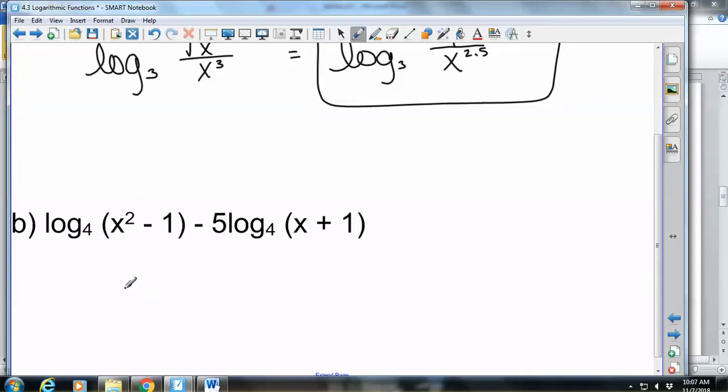B is just more of the same, so let's go ahead and just finish this one up. We've got log base 4 of x squared minus 1. Does that go on top or bottom? And then my denominator would be x plus 1 to the 5th.